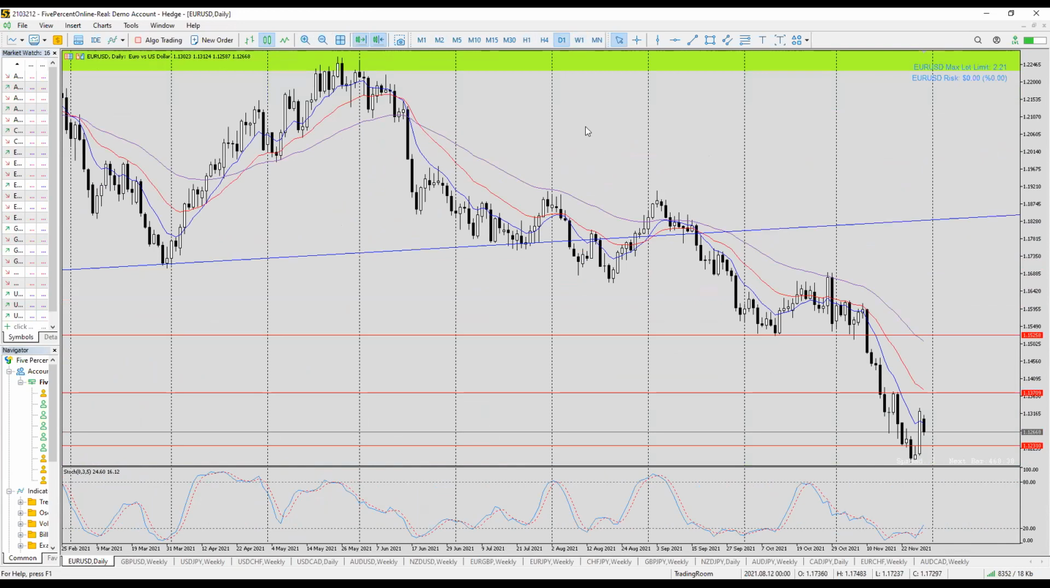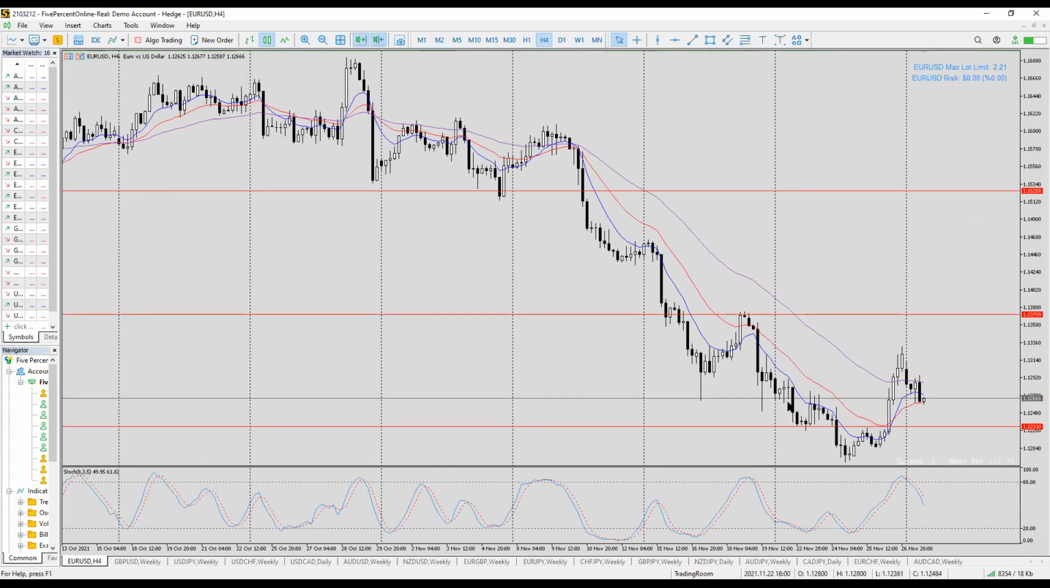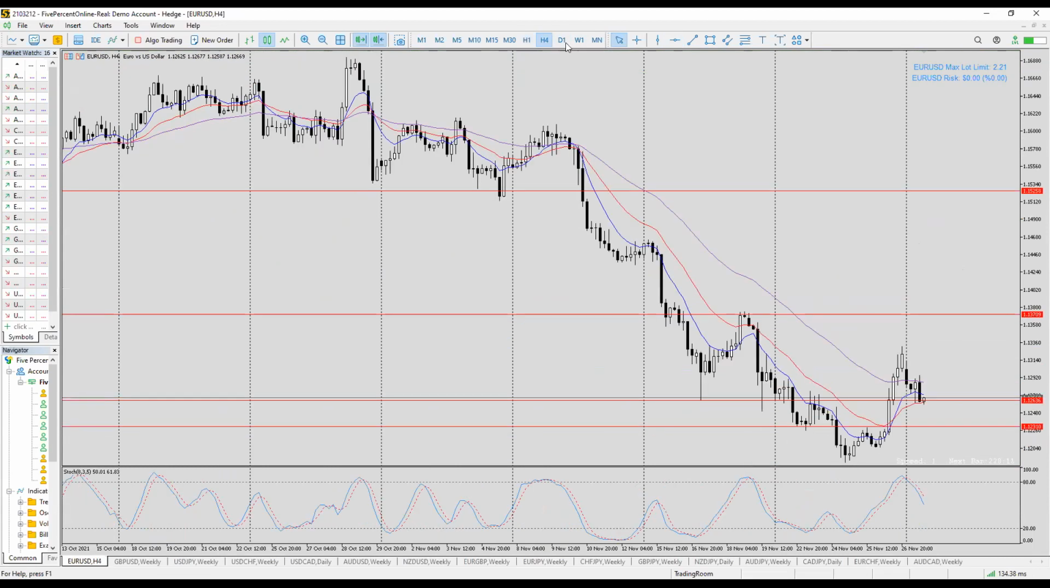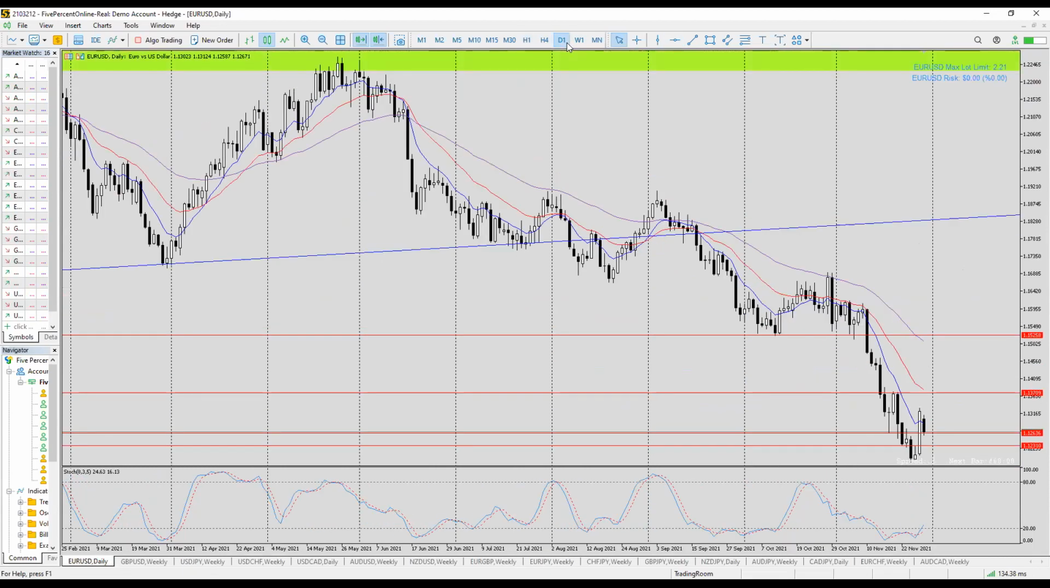Wait for some support levels around previous support areas, just like I mentioned, around here or around here, and preferably some sort of a reversal pattern, maybe even on either the hourly or the 4-hour chart. Okay, so that's for the euro dollar. The overall trend is still very bearish.